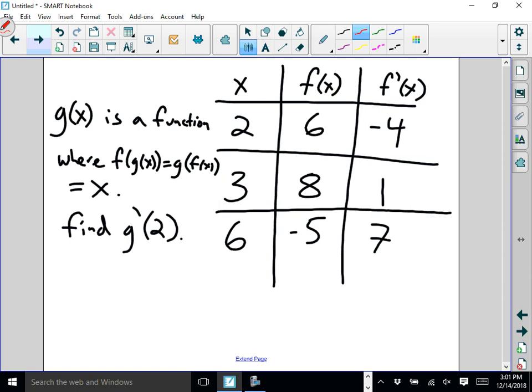So here's something they might say. They might say g(x) is a function where f(g(x)) equals g(f(x)) equals x. What do I know about g and f based on that statement right here? Well, that's our test to show that f and g are inverses. Okay? So we want to find g'(2). Okay? That's our goal. So, how do we do this?